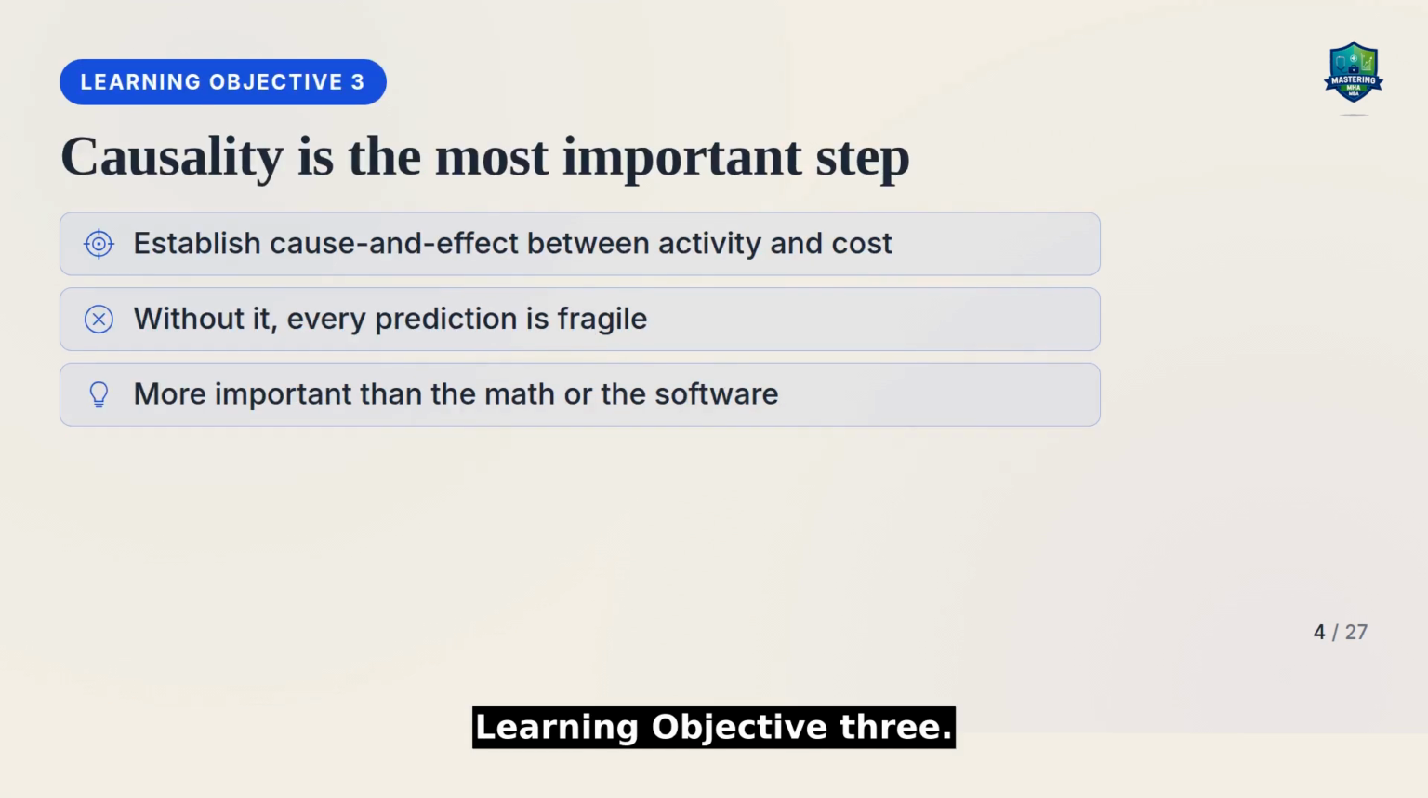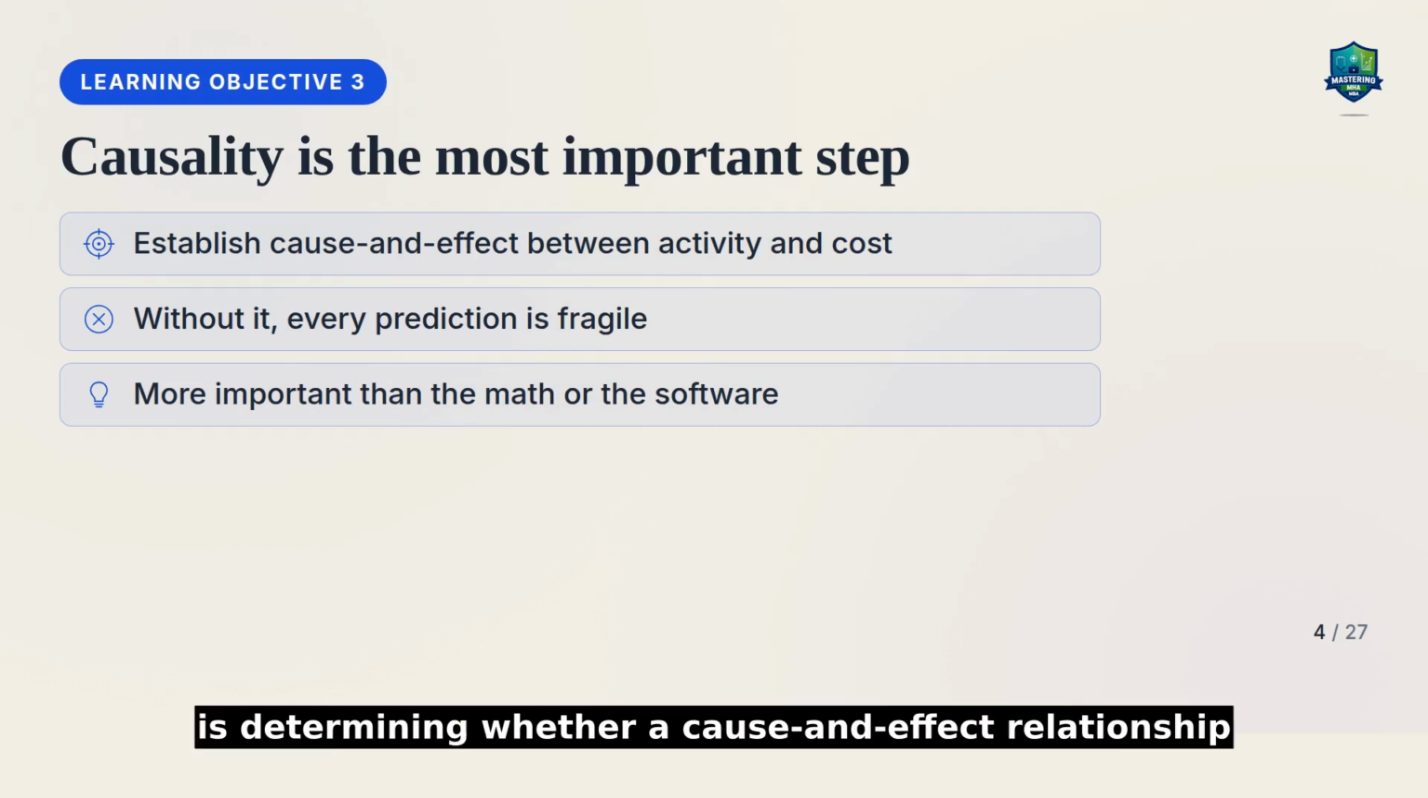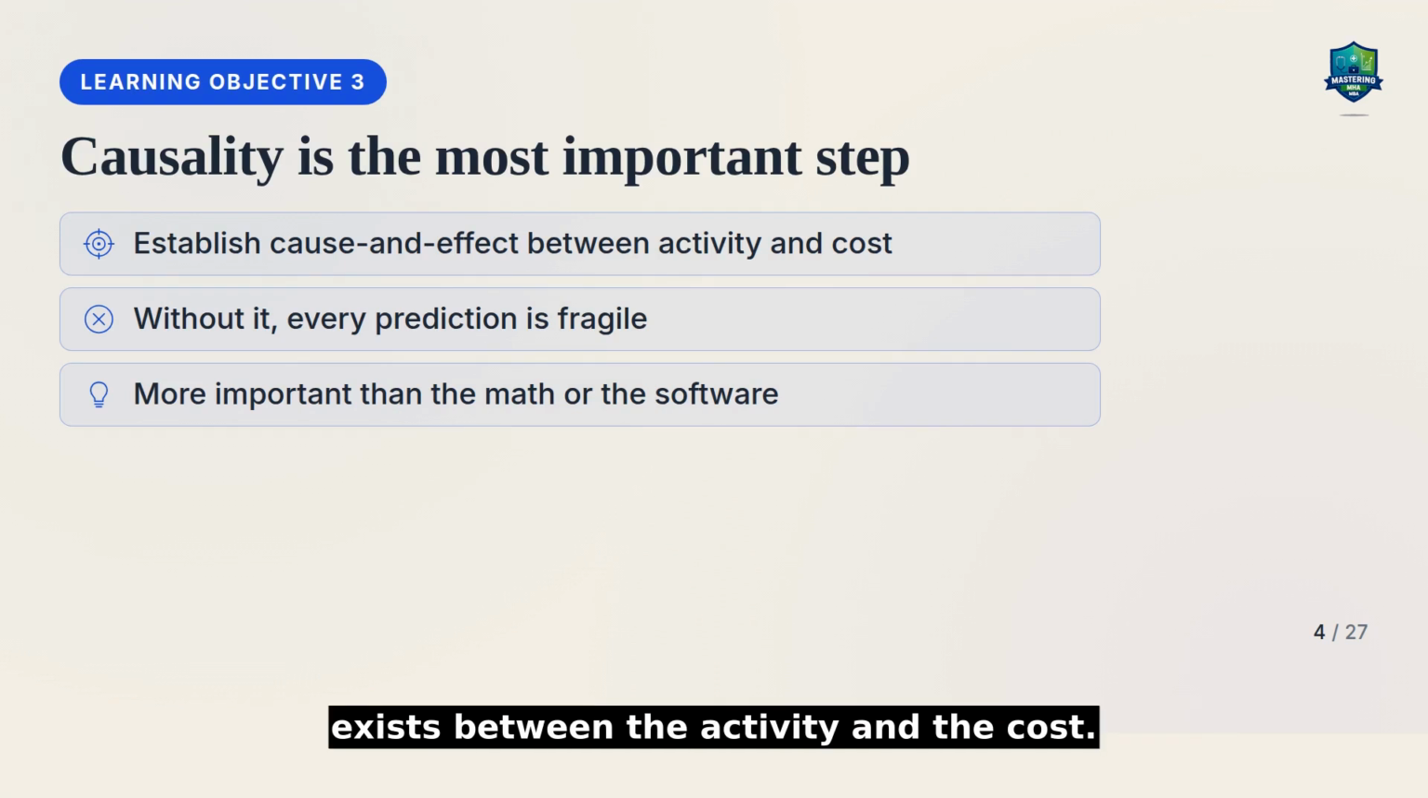Learning objective 3. The most important issue in estimating a cost function, more important than the math, more important than the software, is determining whether a cause and effect relationship exists between the activity and the cost. Without that, every prediction is fragile.